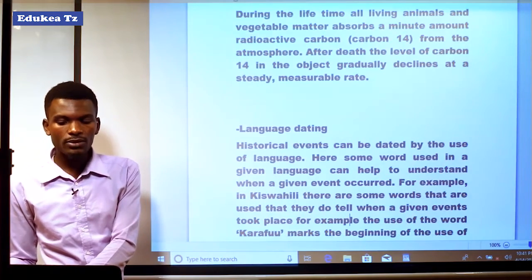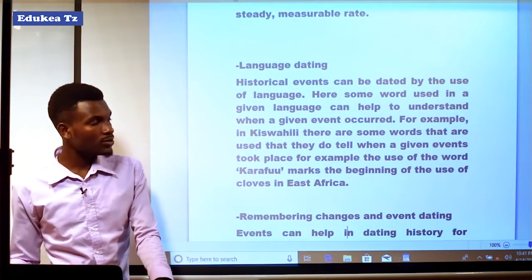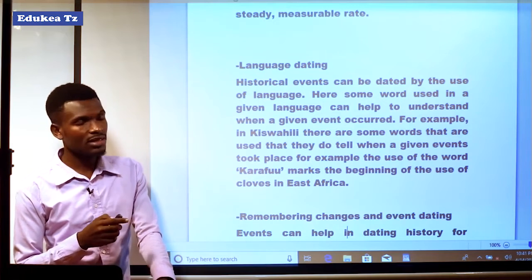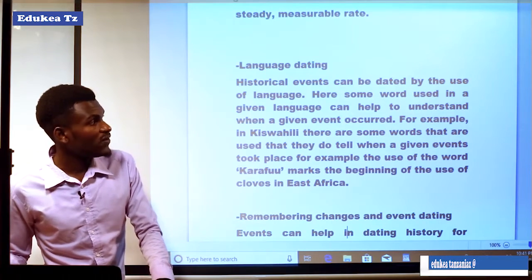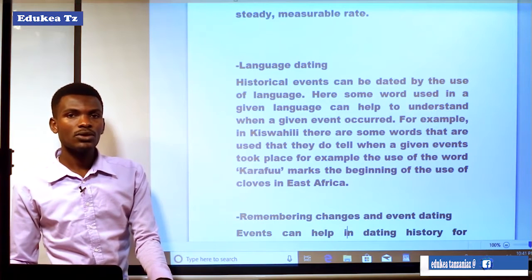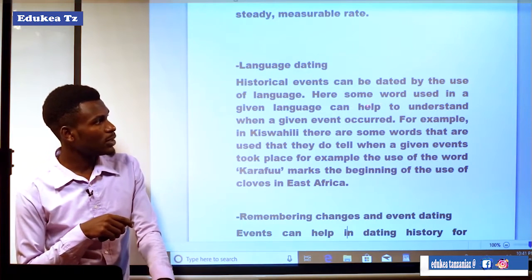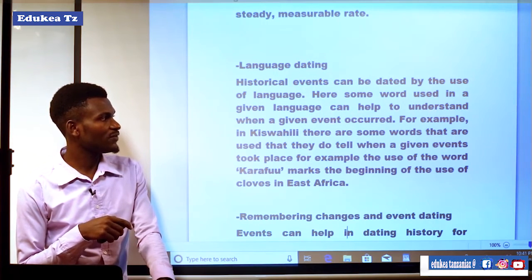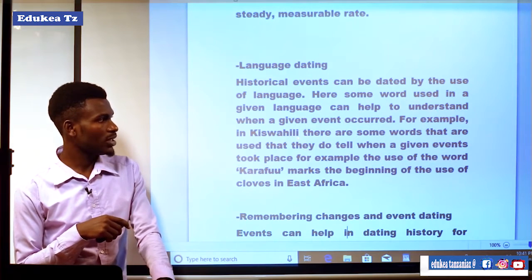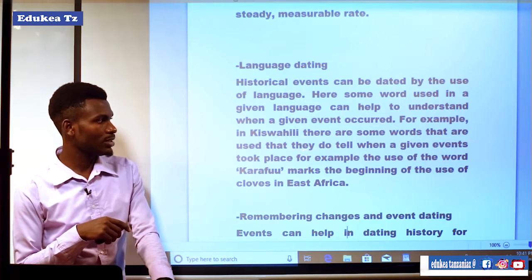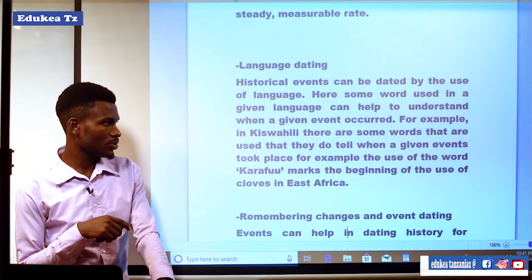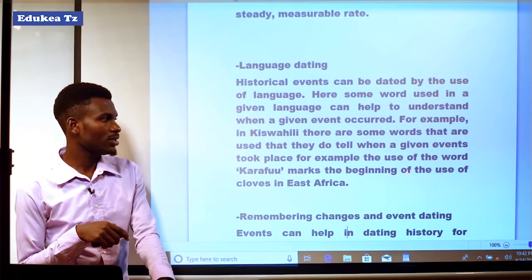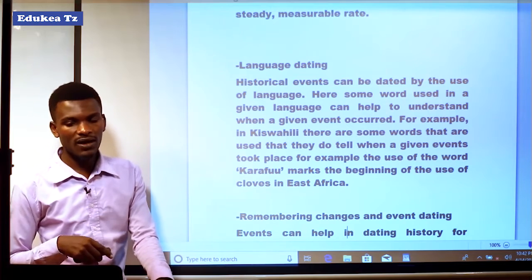But also we have language dating. Historical events can be dated by the use of language. Here, some words used in a given language can help to understand when a given event occurred. For example, in Kiswahili, there are some words that tell when a given event took place. For example, the use of the word karafuu marks the beginning of the use of cloves in East Africa.